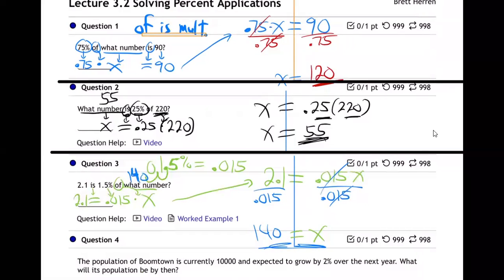So all these ones where they just give you a percentage and they say of what number, just directly translate the words into an equation, English to math straight away, and then solve for X. That's all you got to do. And remember, of is multiply, is equals, and change your percentages to decimals by moving the decimal back 2 places. There we go.